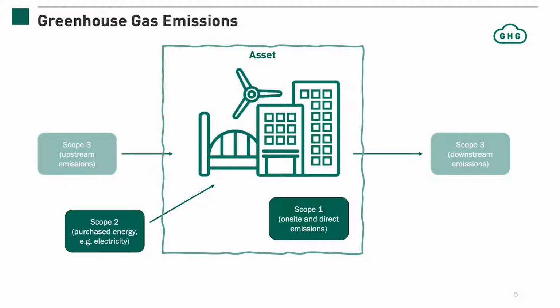Scope 2 are indirect emissions from the purchase of energy such as electricity or district heating. And finally, Scope 3 emissions are indirect emissions that arise in the asset's value chain. Assets should determine which parts of Scope 3 emissions are relevant to their reporting.